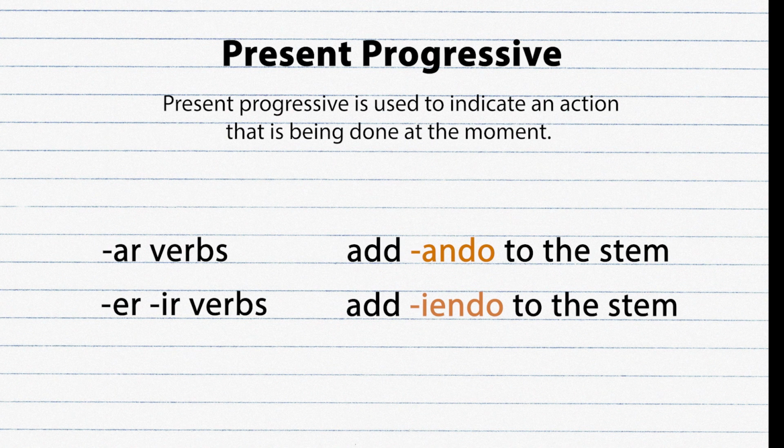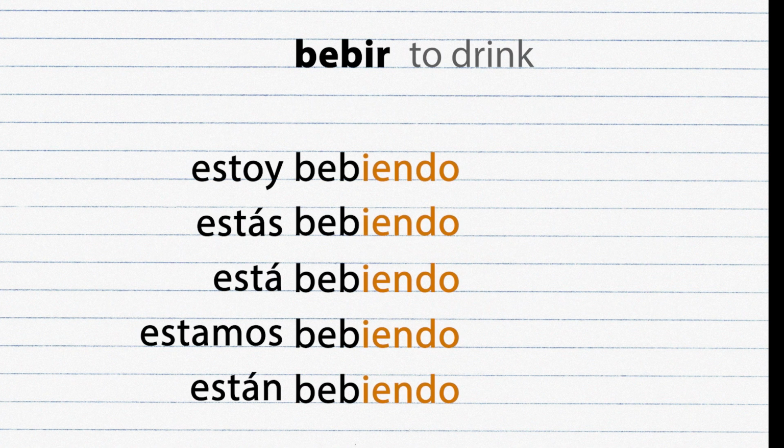Present progressive is used to indicate an action that is being done at the moment. It's very similar to ing in English. Estoy bebiendo. Estás bebiendo. Está bebiendo. Estamos bebiendo. Están bebiendo. Notice the only thing that is changing is a conjugated estar verb.